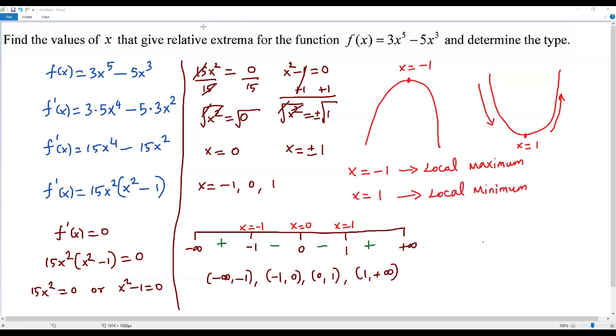For the given function f of x, we have relative extrema for two values of x. One is x equals -1 and the other one is x equals +1. At x equals -1, we have a local maximum. At x equals +1, we have a local minimum.